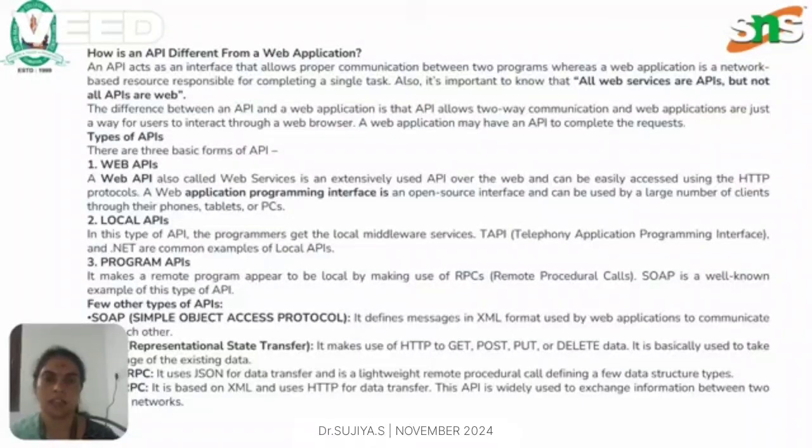And the types of API we have are the web API, local API, and program API. Web API is extensively used over the web and can be easily accessed by the HTTP protocol. The local API is used to get local middleware services, like the telephone application programming interface and .NET, which are common examples of local API. Program API is a remote program made to appear local by making use of RPC, that is, remote procedure call.